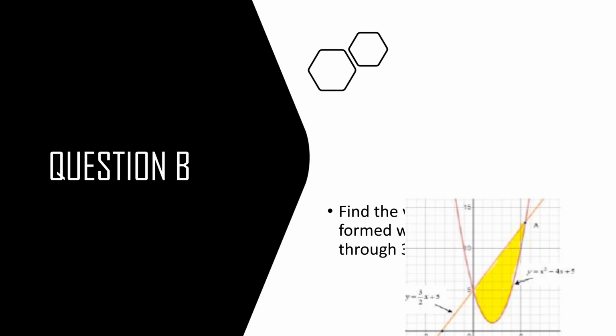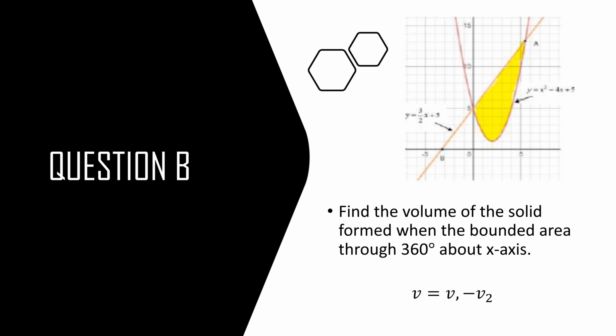Question B is, find the volume of the solid formed when the bounded area is rotated 360 degrees about the x-axis. So we can obtain this by using the formula volume equals V1 minus V2. When you look at the question, there are two equations which can be used. So our V1 will be the volume below, which is y equals 3 over 2x plus 5, and our V2 will be the volume above, which is y equals x squared minus 4x plus 5.